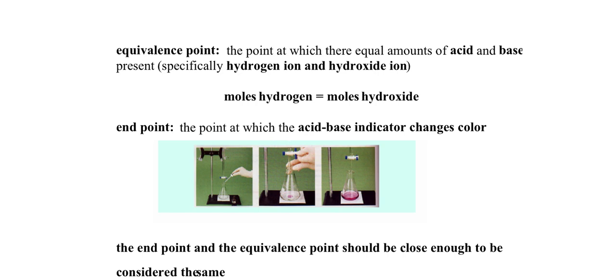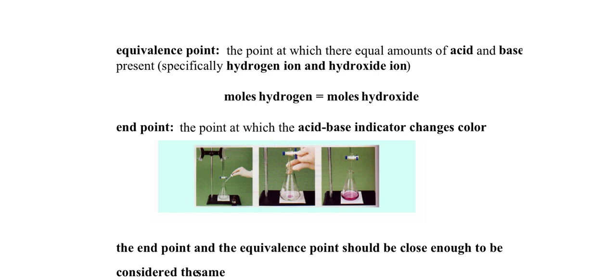When we have added enough base to neutralize all of the acid, we reach what's called the equivalence point. Specifically, we have equal amounts of hydrogen ion from our strong acid and hydroxide ion from our strong base. So we would say the moles of hydrogen ion and hydroxide ion are equal. However, we can't see that. What we can see is the indicator change color, and it changes color at what we call the end point. So that's the end of the titration.